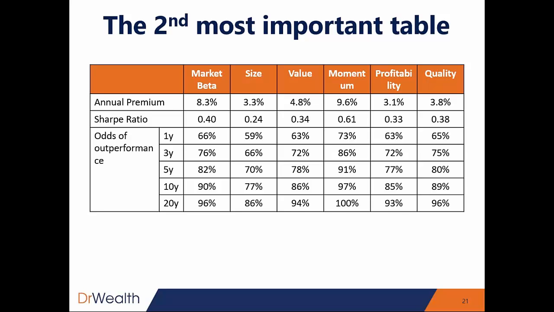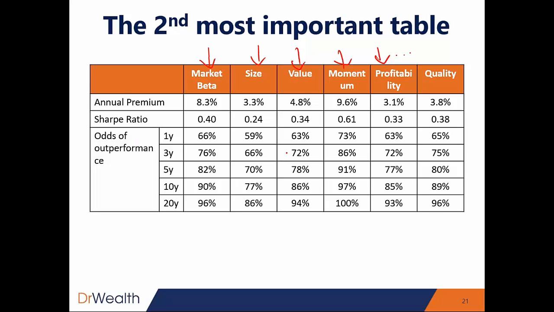So that leads me to talk about the second most important table. Okay, later I'll share with you the most important table. This is the second most important table, where you can see the authors put together the various factors in this table, right? So they tell you the odds of outperformance.